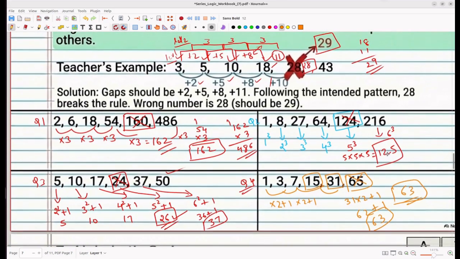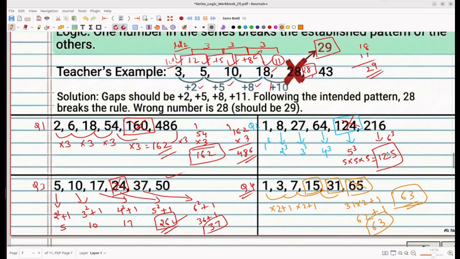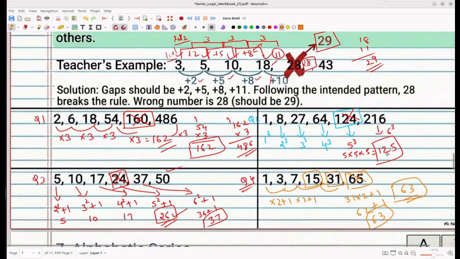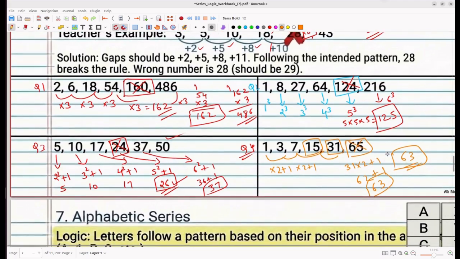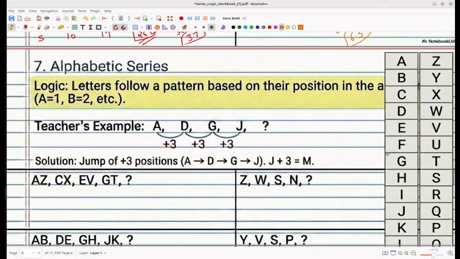We'll solve more and more examples. I will bring out all the mixed series in one video, don't worry. There we will solve much more complicated problems. Okay, next we'll move on to the alphabetic series.